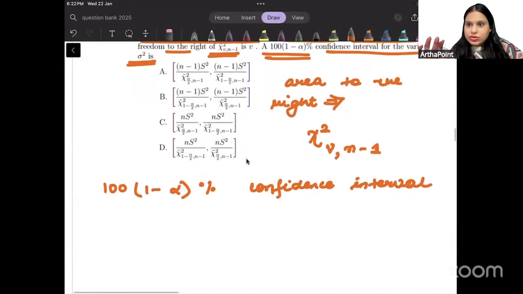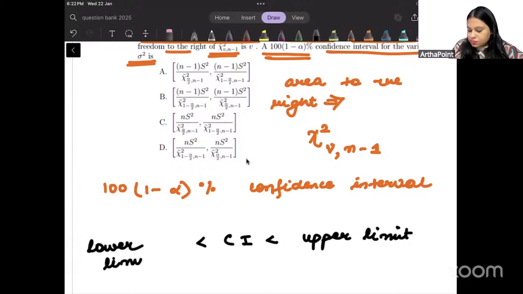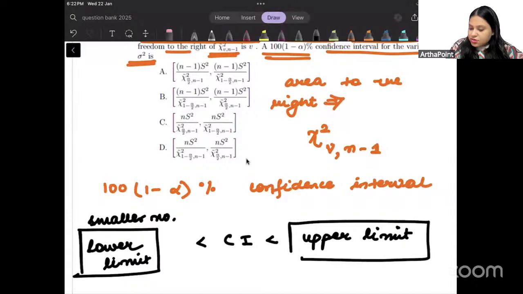Now tell me something. Whenever we create a confidence interval, one thing that we are sure of is that, suppose this is a confidence interval, this will be my upper limit and this will be my lower limit. It means I need a smaller number here and I need a larger number here.